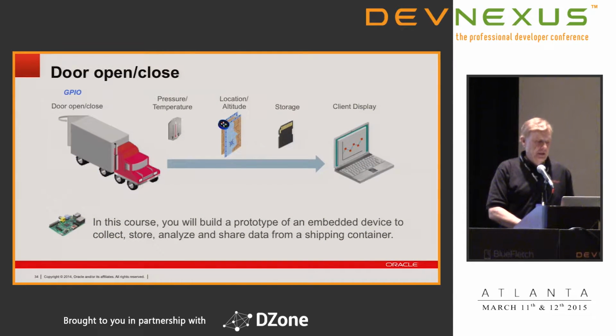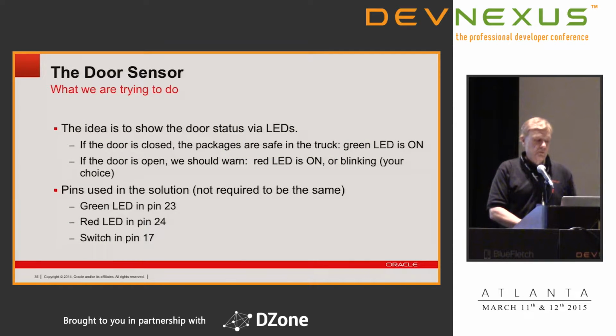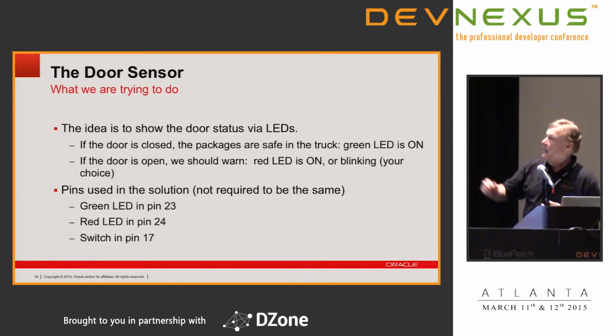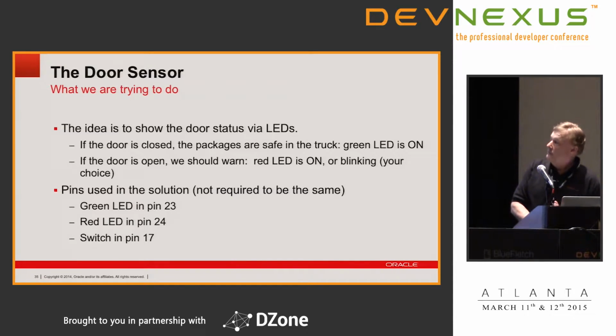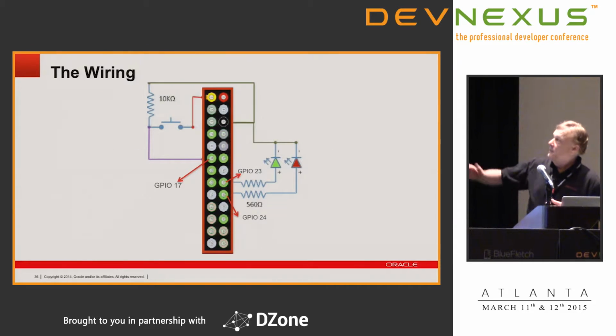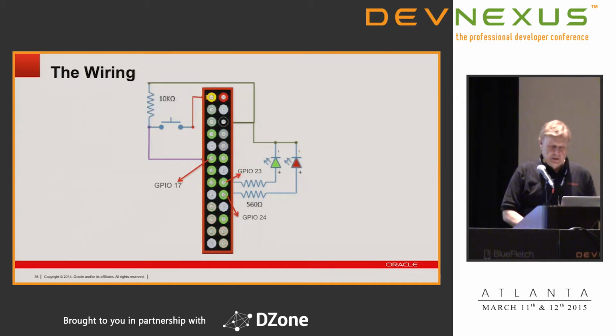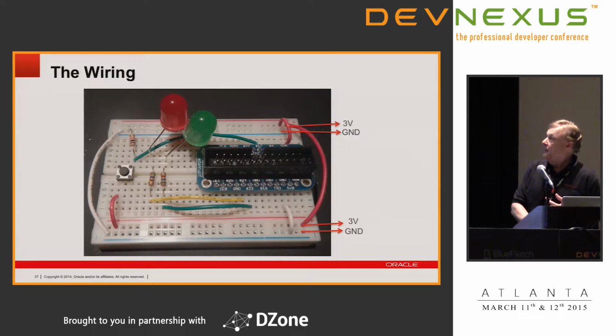So to create a door sensor then, this is the lab that goes through how to do that, and it just extends what I just showed you, giving explicit instructions on what to wire up, and then here's the wiring for it. So it's very similar, except we have two LEDs. One is red and one is green, and when you close the door, it's green. When you open it, it's red. So it's warning that someone has opened the door. And then here's the wiring.